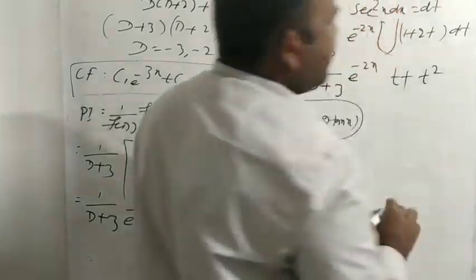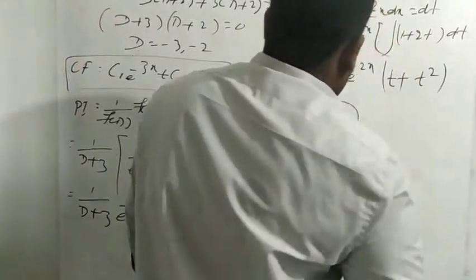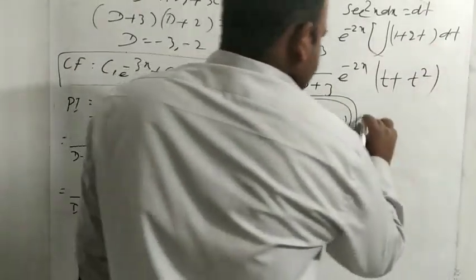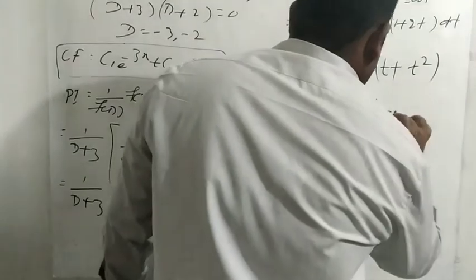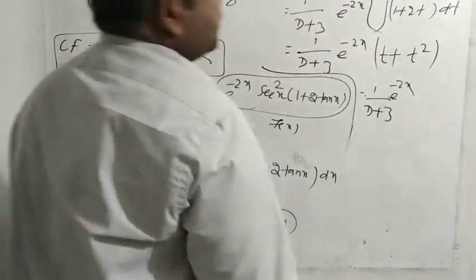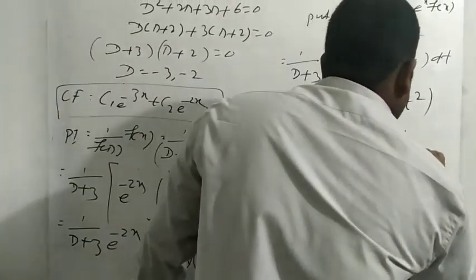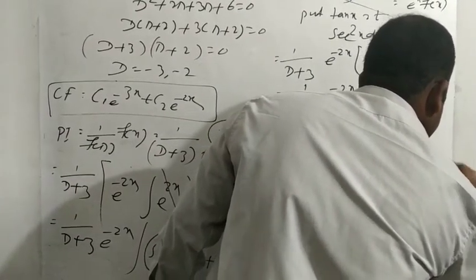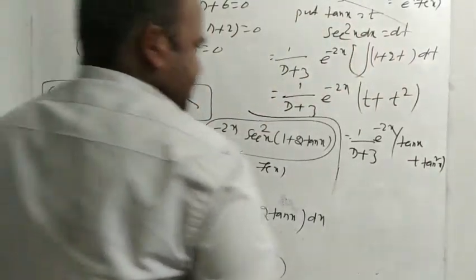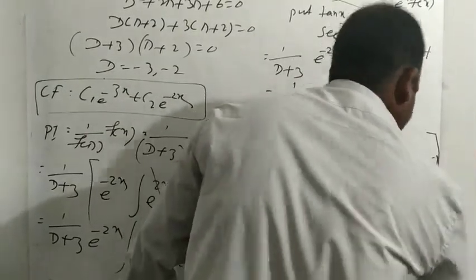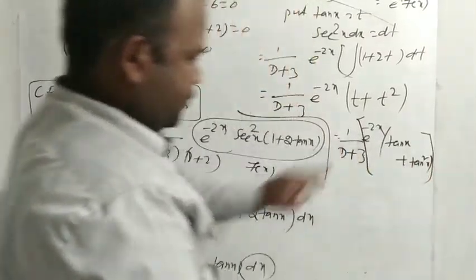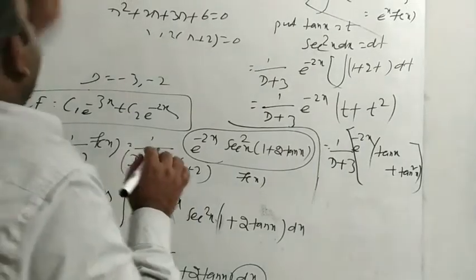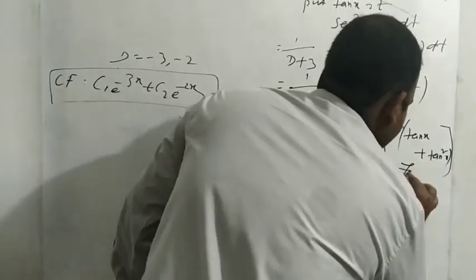This is 2 into t square by 2. So 2 cancelled. Now this is 1 upon D plus 3 e raised to minus 2x t. T means tan x plus tan square x. Now this is the total f of x.